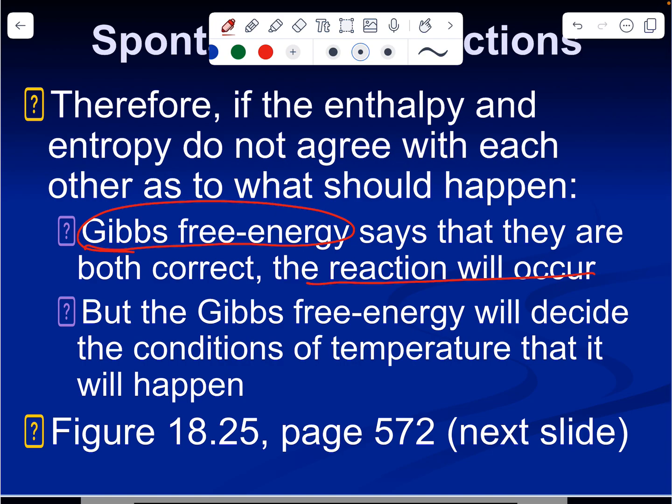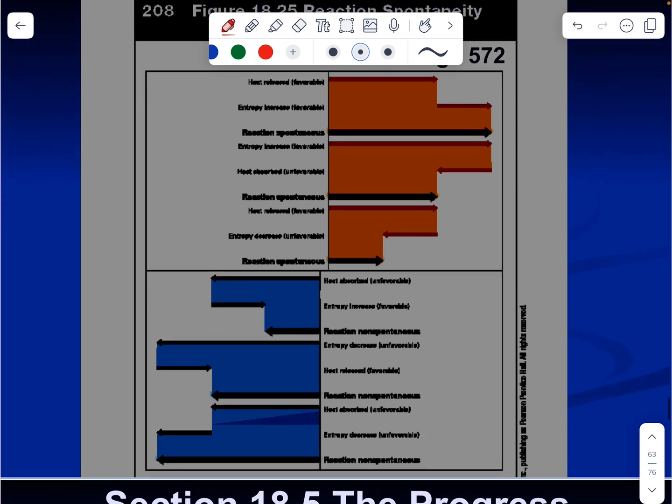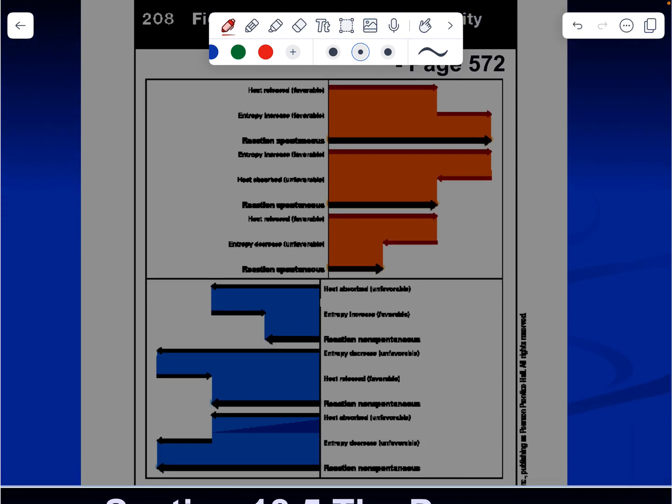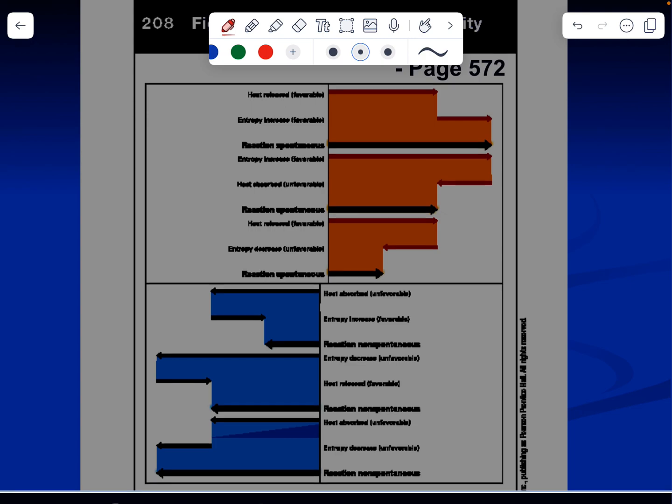We can also use the Gibbs free energy to find the temperature at which a non-spontaneous reaction will become spontaneous. So this is an important slide to look at. You'll probably want to go and look at this somewhere else because this is an important slide. These are all the conditions in which we have a spontaneous reaction. And my battery's low, so I can't really go through each and every one of these now.